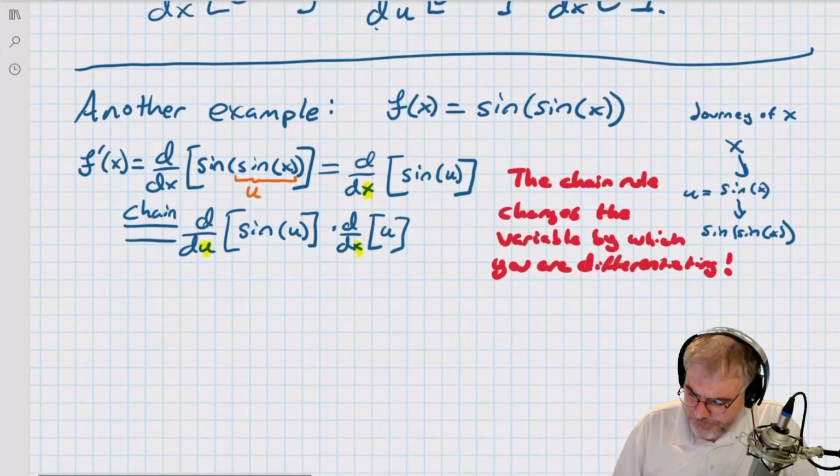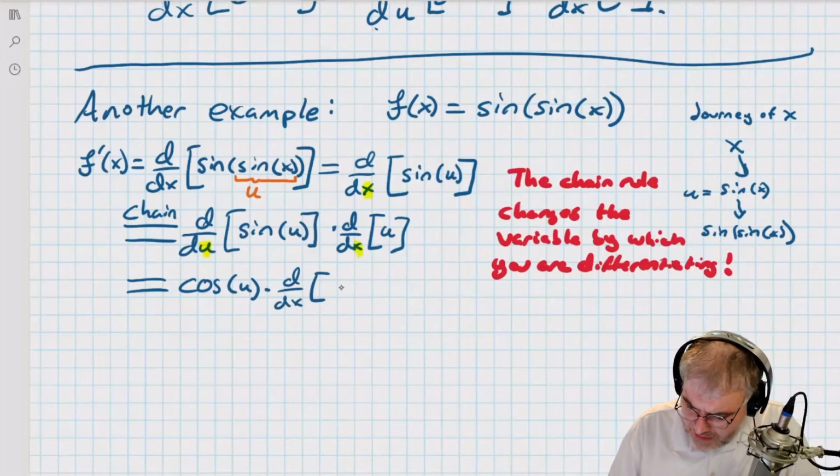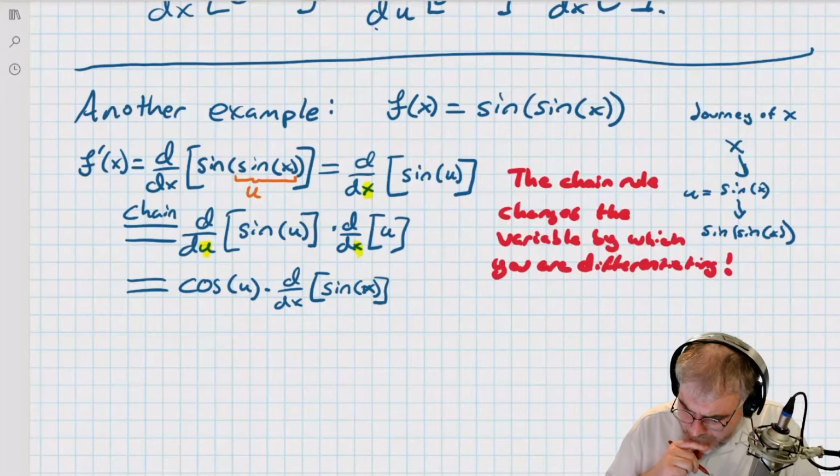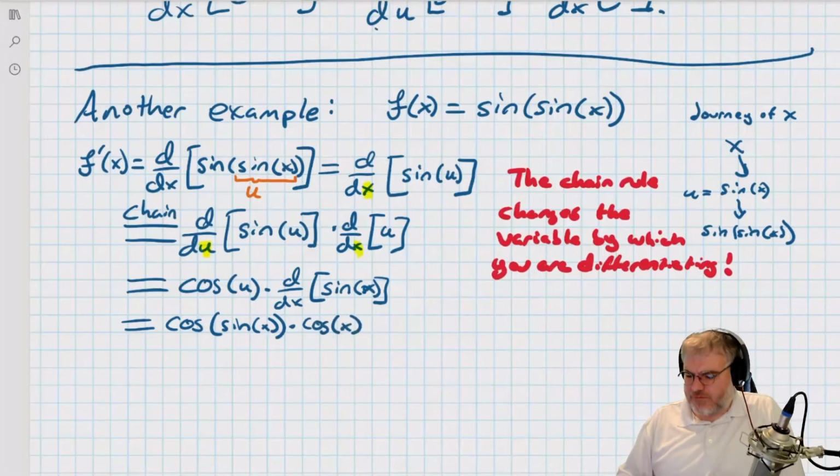Okay? Now I've got cosine of u times the derivative with respect to x of sine of x, which was u, equals the cosine of sine of x. I sub in for my u times cosine of x. I evaluate that derivative.